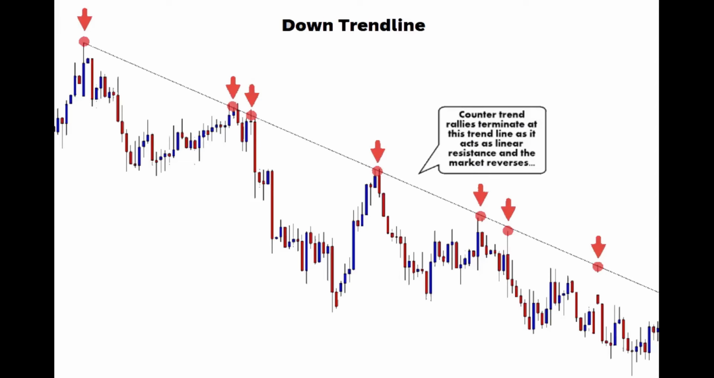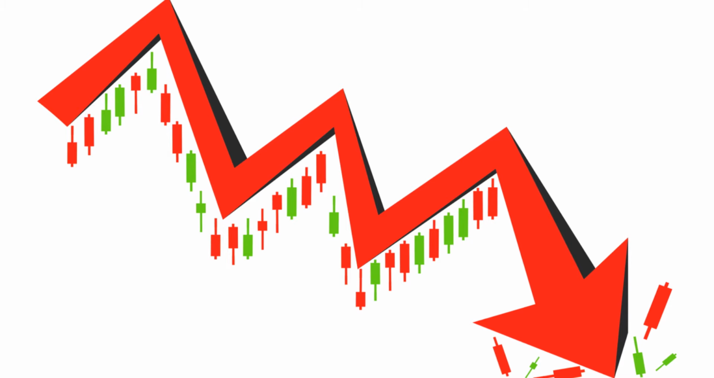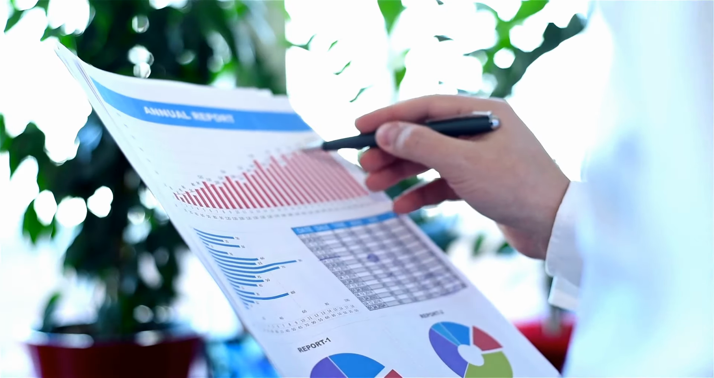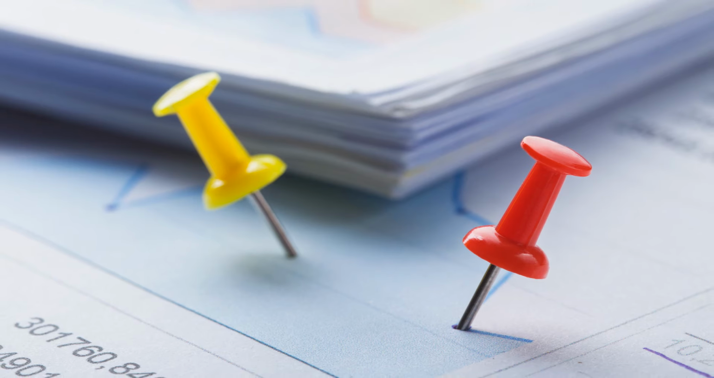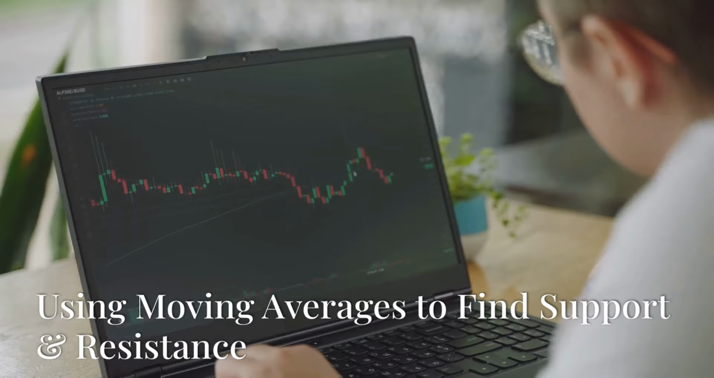One of the key benefits of using trendlines is that they help you visualize the overall direction of the trend. By connecting those swing highs and swing lows, you get a clear picture of whether the market is moving upwards, downwards, or sideways. This can be incredibly helpful for making trading decisions. Another benefit of trendlines is that they can help you identify potential breakouts. When the price breaks through a trend line, it often signals a significant shift in momentum, which could lead to a big move in the direction of the breakout.